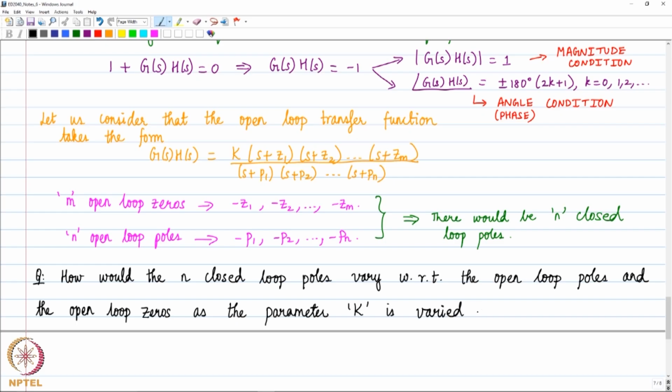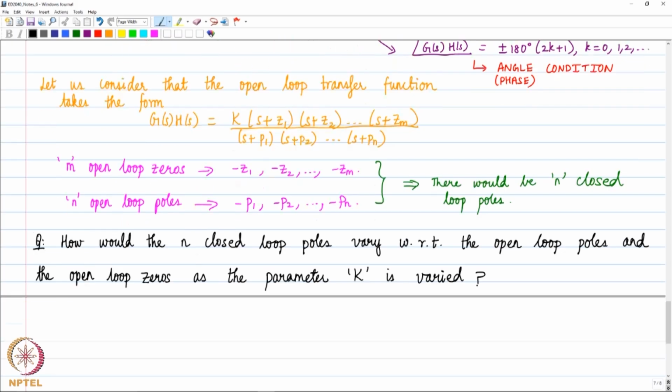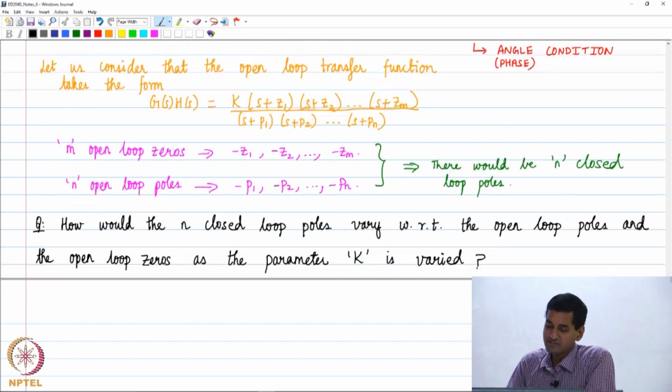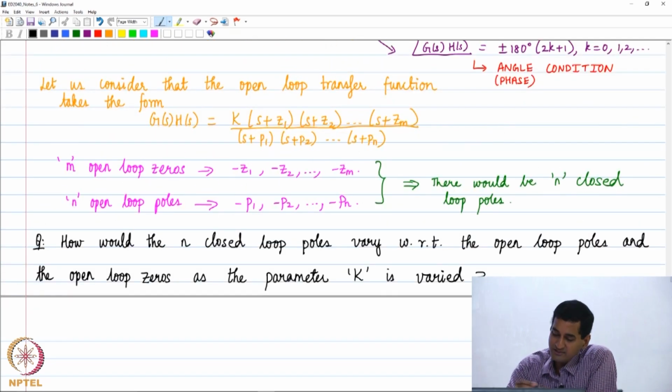Of course, k we consider to be a real parameter, right? So the value of the parameter k is variable. So yes, the poles will be the same as the open loop poles. Why would the poles be different? To answer that question, let's go here.